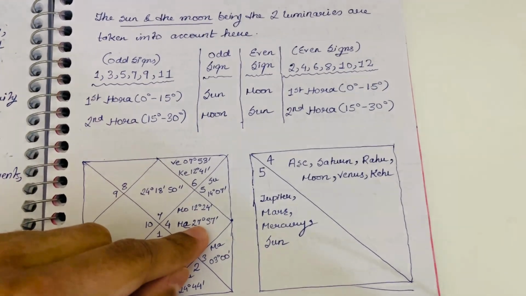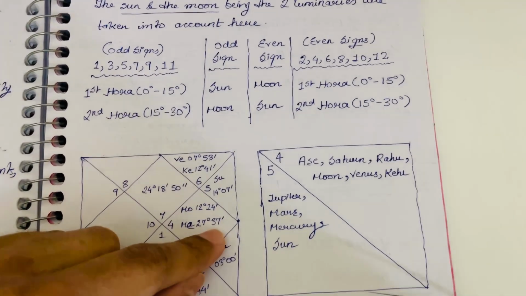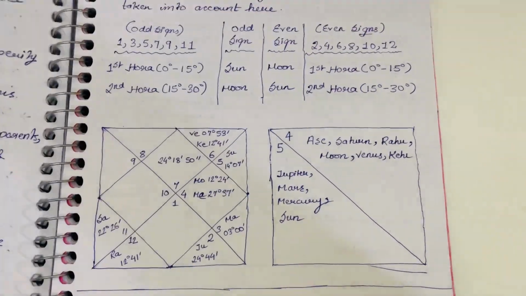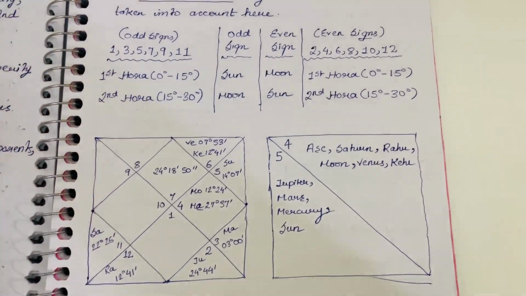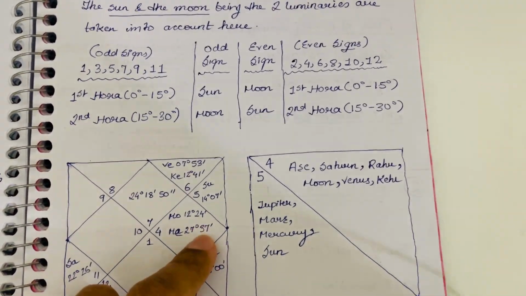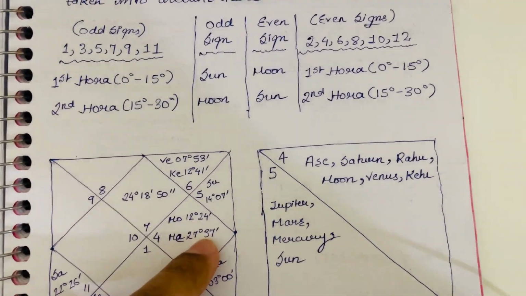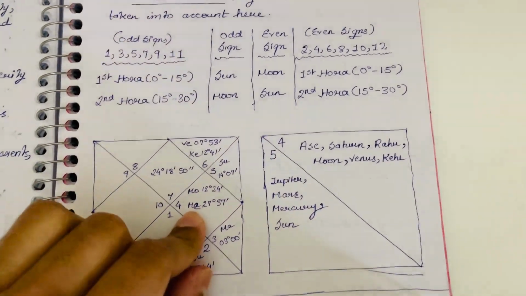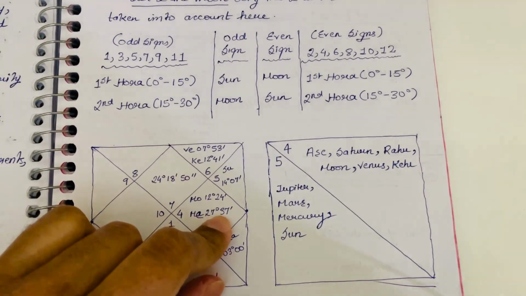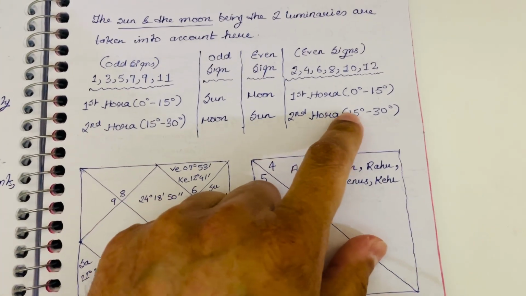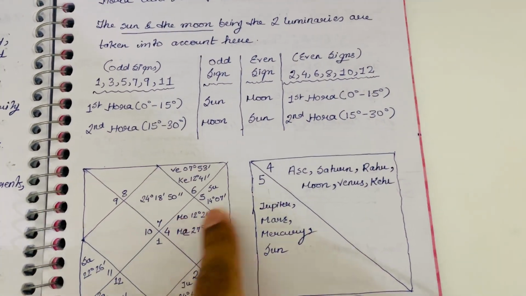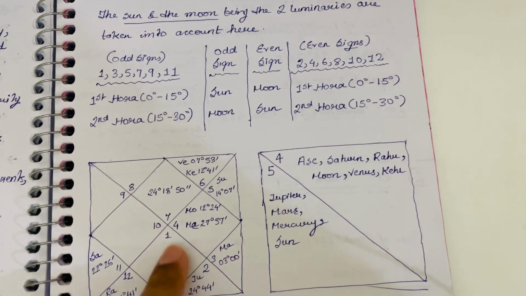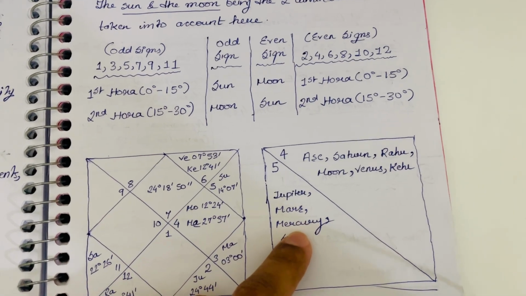Mercury is 27 degree and 37, or is it 57 minutes? Let me just check it once. It is 27. This is 3. Okay, so I also got confused with my handwriting over here. It is 37. So Mercury's longitude is 27 degree and 37 minutes. So 27 degree 37 minutes in the even sign second Hora, it is ruled by Leo. So Mercury will be falling under Leo.